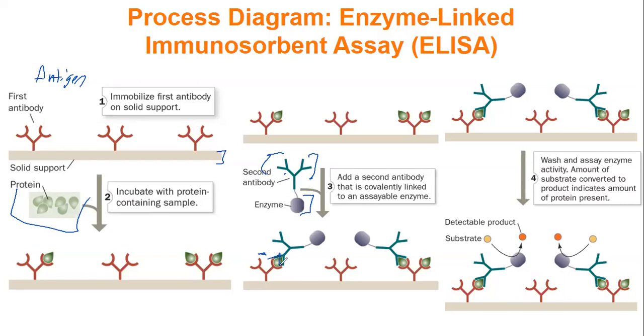Okay, once we're at that step, we add some kind of substrate. This substrate will interact with the enzyme that's on your secondary antibody. Then you will create some kind of product. This product is either radioactive, or it's colored, or it's fluorescent. Some way we can determine that your protein is there, right? That's ELISA in a nutshell.